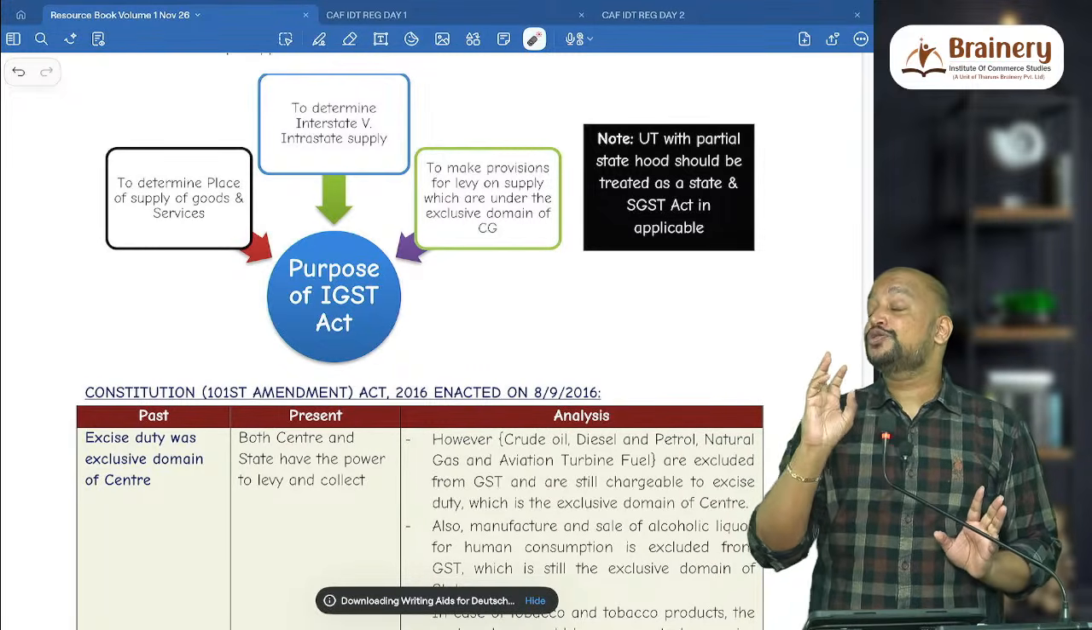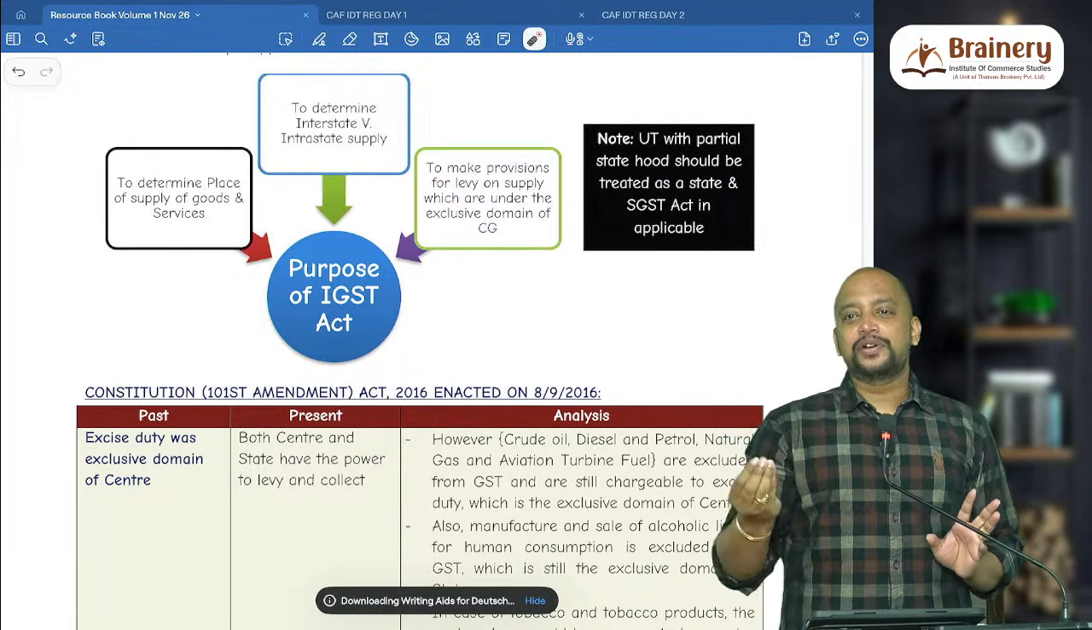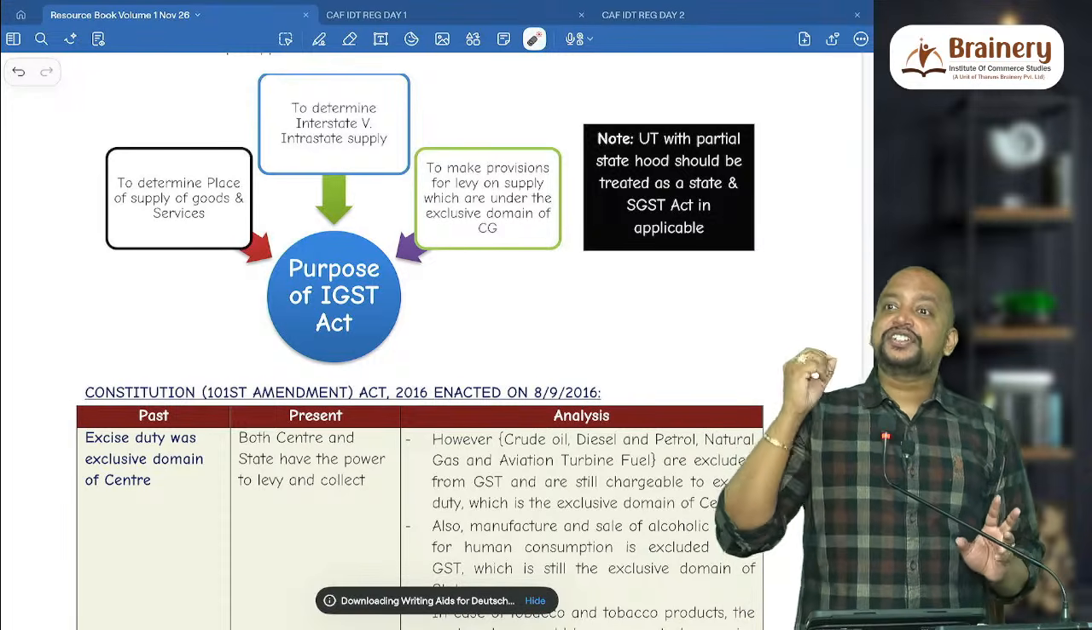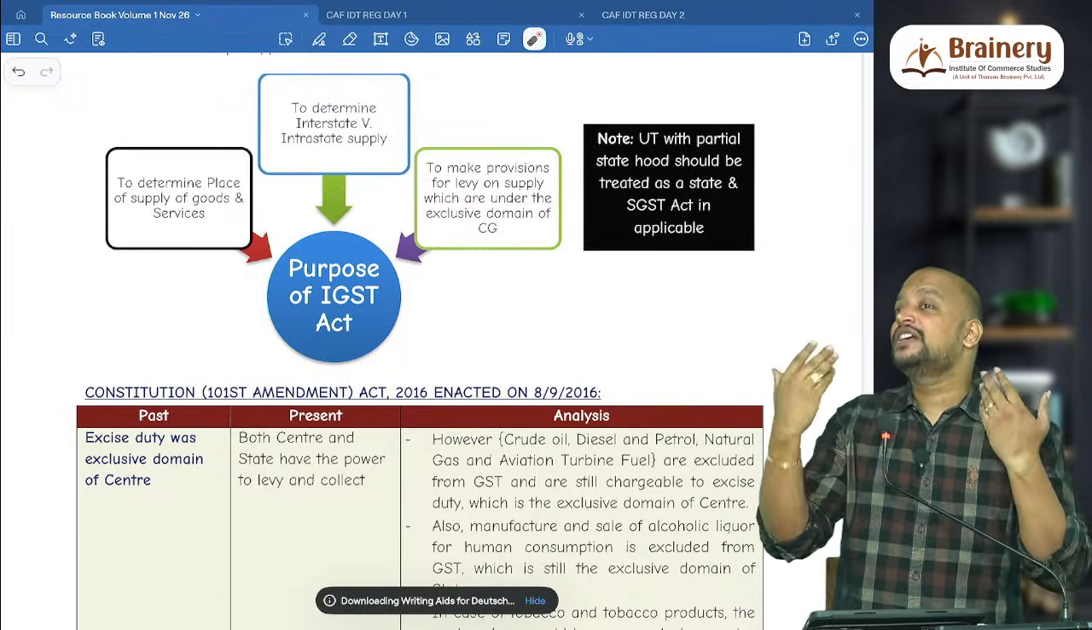The place of supply is so crucial. And we may think, okay, what is there? But it has a huge impact. Our money is blocked in the government.